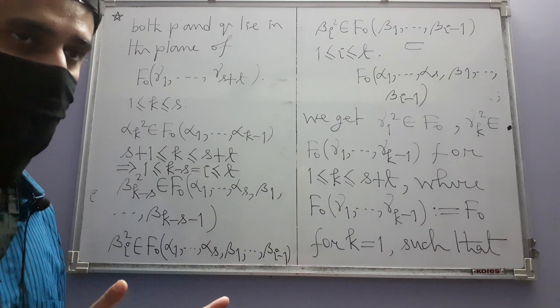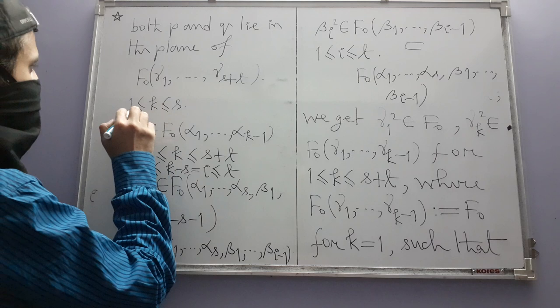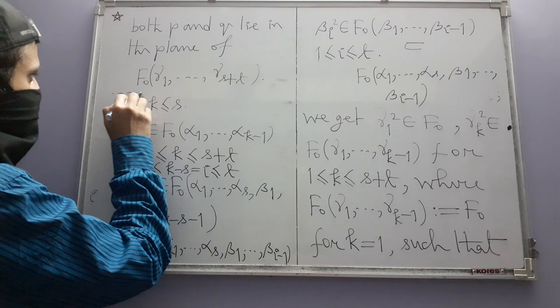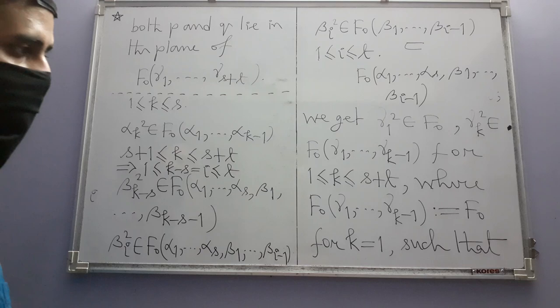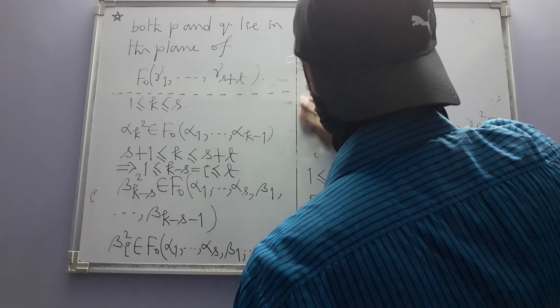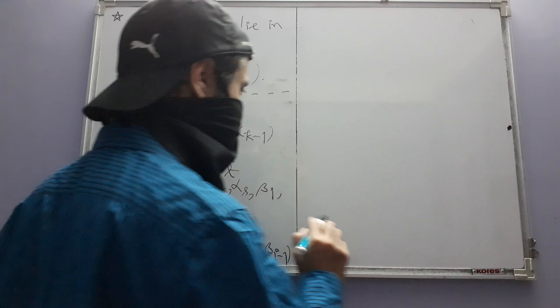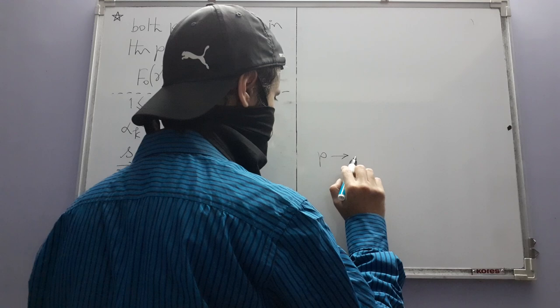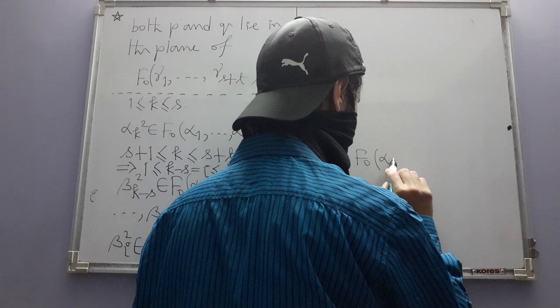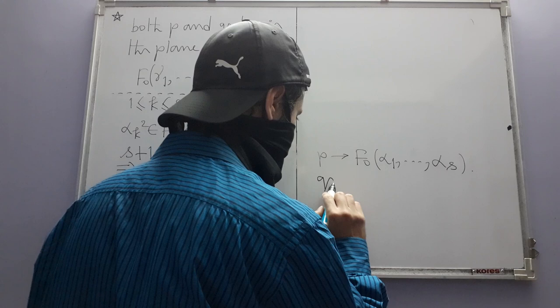We are also at the same time saying that P and Q lie in the plane of this. Is that also true? That also we need to check. So for all these things, this part is only for our understanding. Let us now see how P and Q belong to the plane of this. Okay. Originally, P belonged to what? P is in the plane of this. Right? And Q is in the plane of this extension.